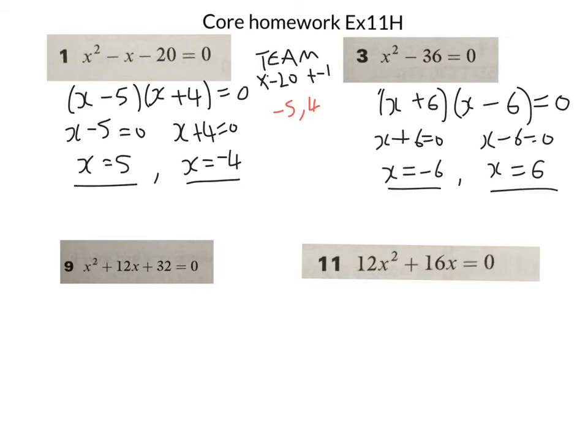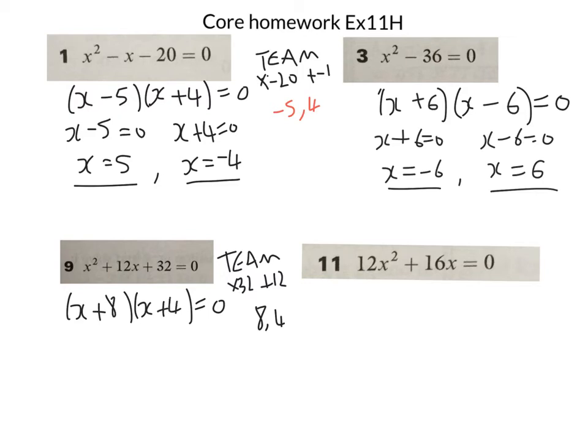Number 9. Quadratic equation, it's equals 0, so we factorize. The first term in each bracket will be x, because x times x will give us the x squared. And then we have to do our timesing and adding. What times to give the end number? 32, and adds to give the middle number? 12. 8 and 4 are the solutions, so you write in plus 8 and plus 4.